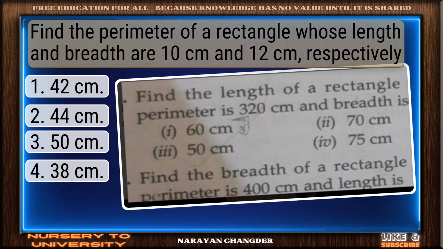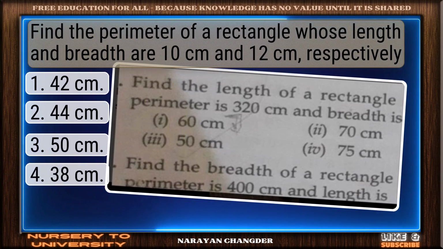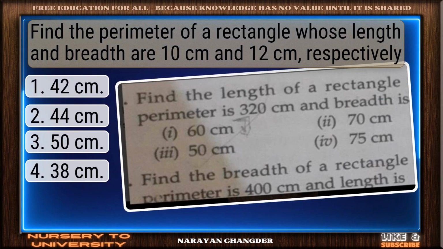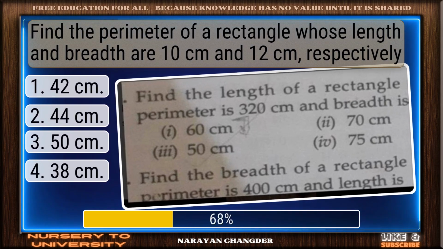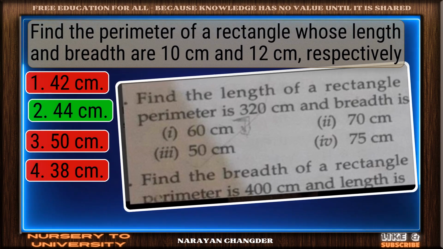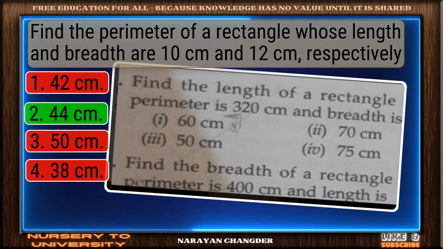Find the perimeter of a rectangle whose length and breadth are 10 cm and 12 cm, respectively. Solid response. 44 cm is a valid choice.